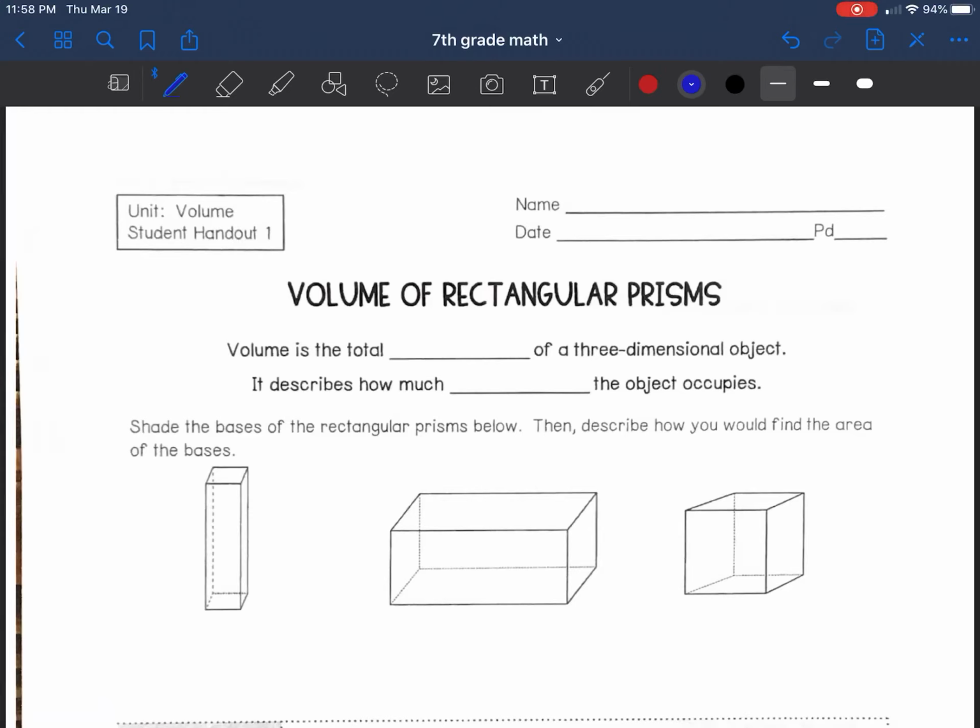First thing we're going to go over is the volume of rectangular prisms. So usually we would have done this in the classroom, but today you're doing it at home and just paying attention.